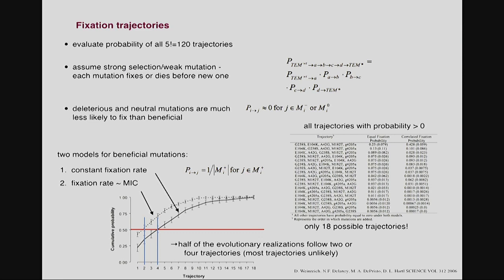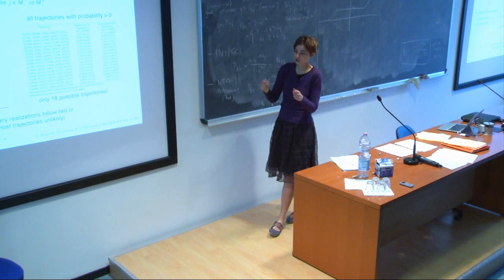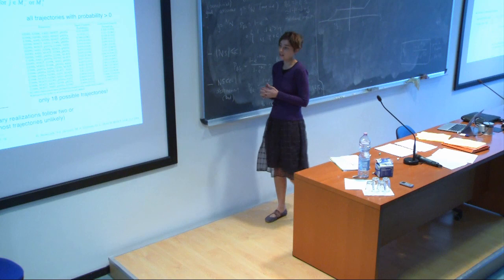So that they basically equate this to zero, because they know that all of these mutations... well, okay, they don't know that, but that's what they do, and they assume that everything else is strong. They consider two models, one where there's a constant fixation rate, and one where it's proportional to one over the resistance it confers. And by doing that, they find that if they get rid of all the trajectories where something would be deleterious, so that means the fitness goes down when you add that, you're left, instead of 120 trajectories, with only 18 possible trajectories, okay?